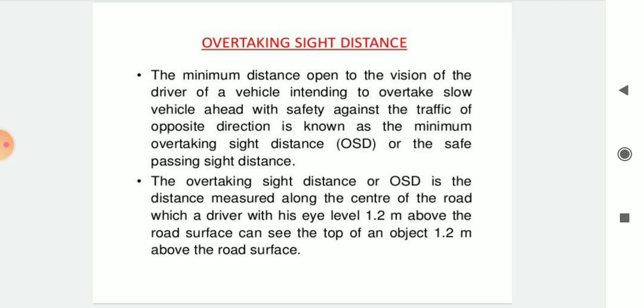The overtaking sight distance or OSD is the distance measured along the center of the road, which a driver with his eye level 1.2 meter above the road surface can see the top of an object 1.2 meter above the road surface.